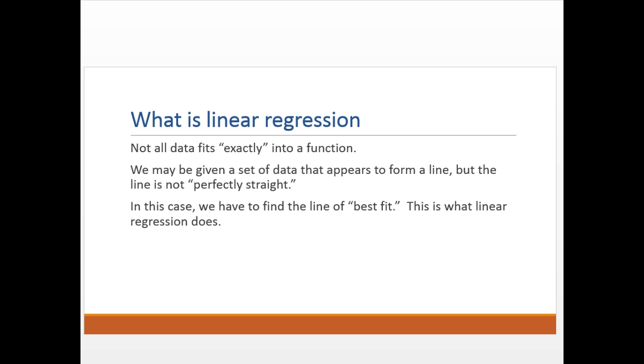We talked about how not all models are perfect or exact models. Some will give us a great approximation. And that's exactly what happens if we plot our data points. We may look at our data and say, this kind of looks like it forms a straight line, but it doesn't necessarily form a perfectly straight line. If that's the case, then what we want to find is the line that fits it best, or the line of best fit. And this is exactly what a linear regression does.